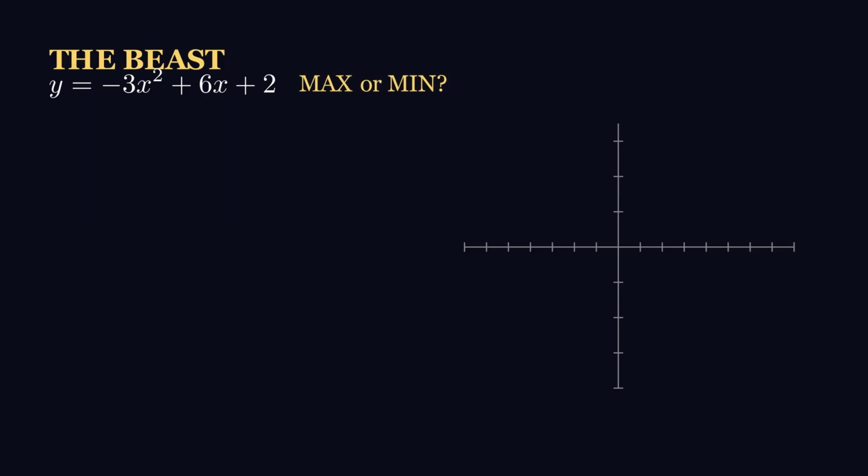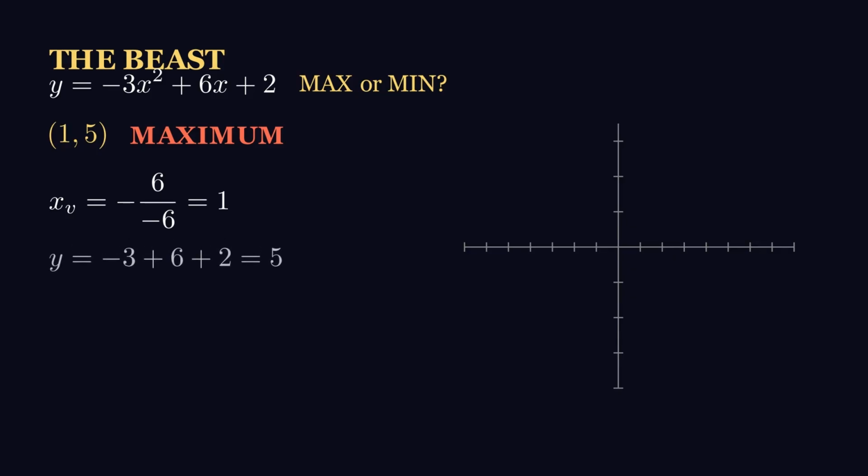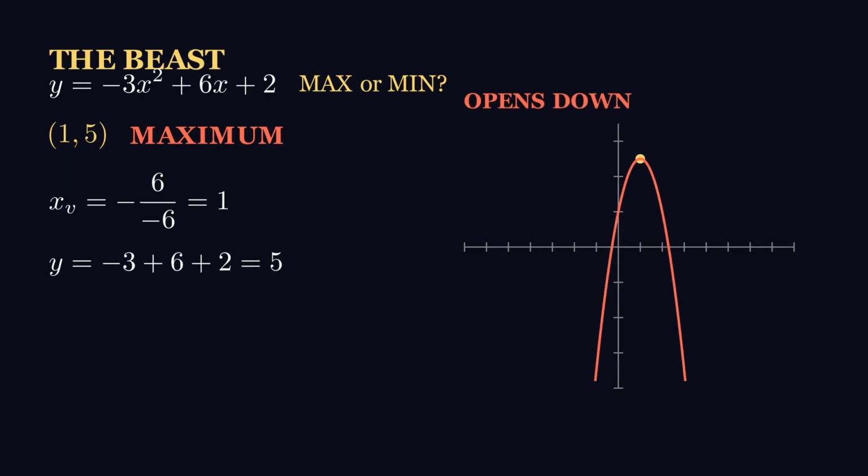6. The beast. Vertex of y equals negative 3x squared plus 6x plus 2. And is it a max or a min? 1, 5. And it's a maximum. x is negative 6 over negative 6, 1. Plug in. Negative 3 plus 6 plus 2, 5. Opens down, so the vertex sits on top.